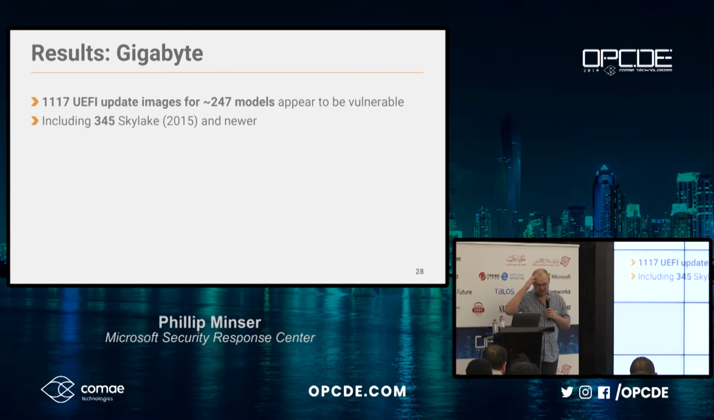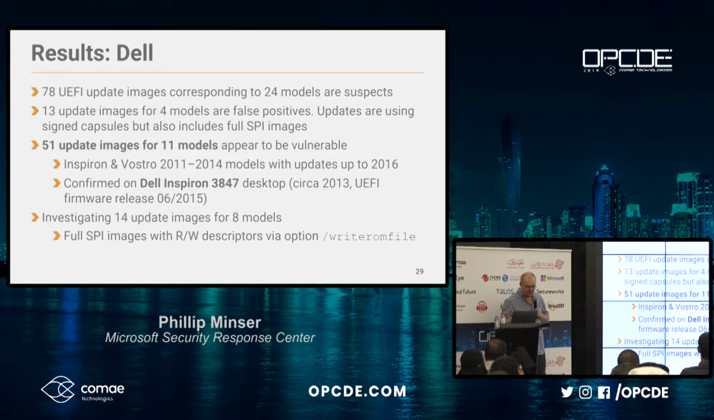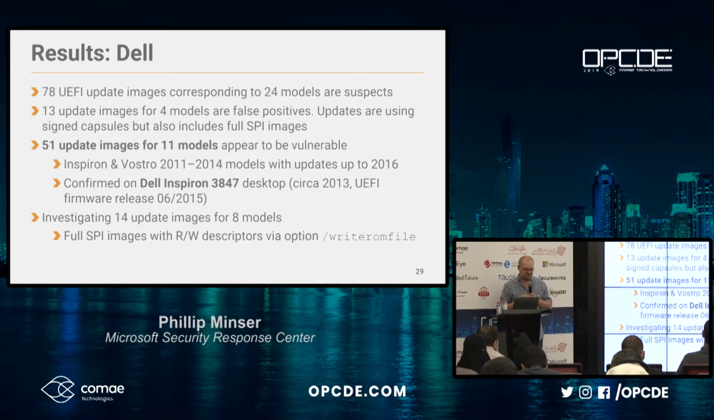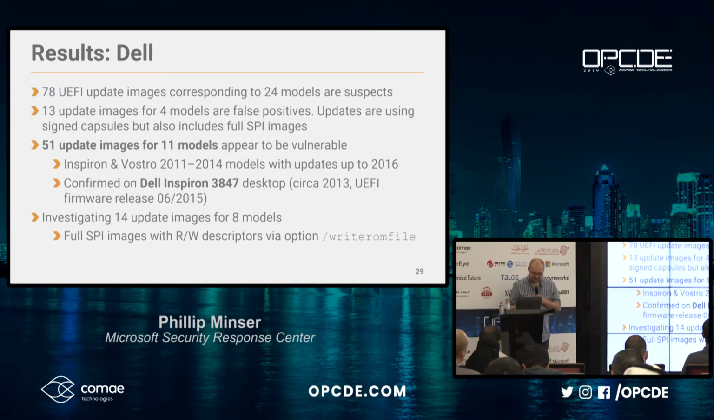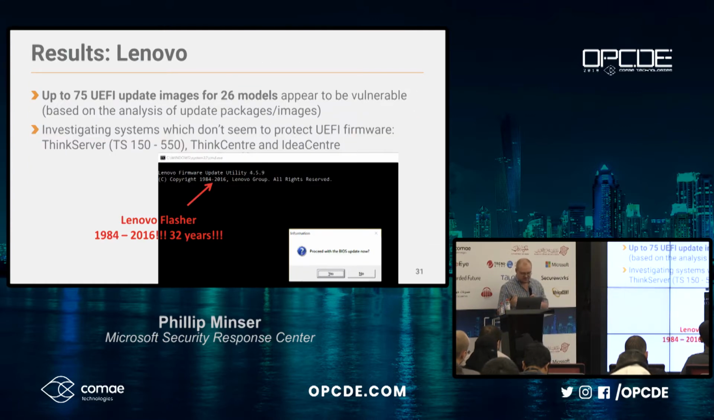Gigabyte has the same problem. All 3 vulnerabilities were detected in almost all of the images which we checked. Dell has interesting results. Some of the systems are still vulnerable. We analyzed 78 images, and out of those 51 are vulnerable. That's an example of how we verify: we just buy the system, run a test, and check, okay, yes, the BIOS is open. Our heuristics are correct.